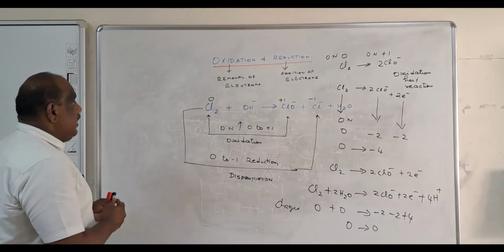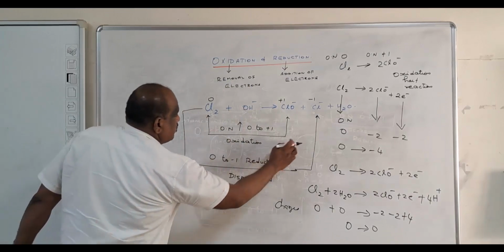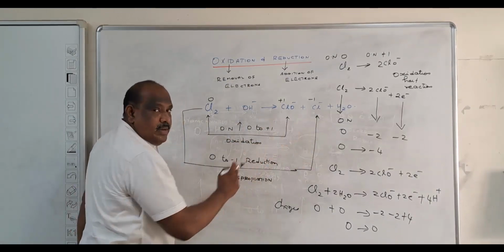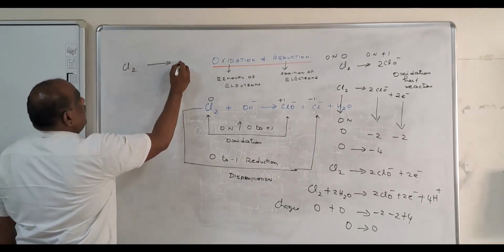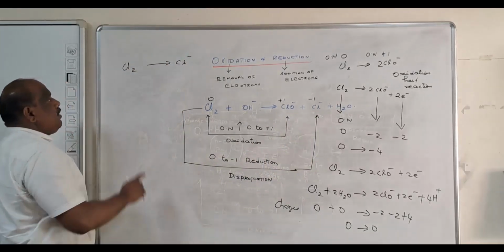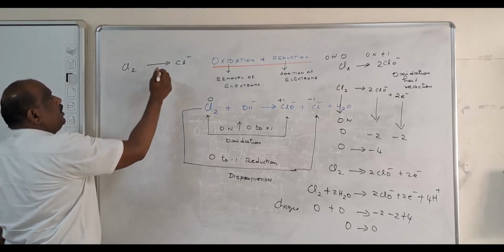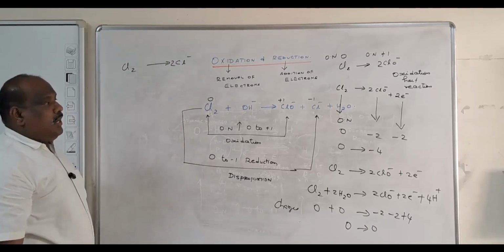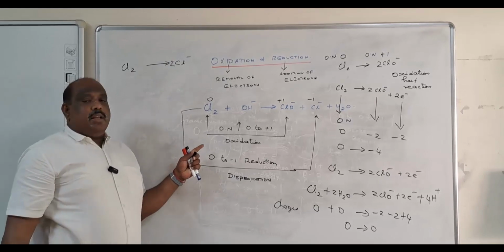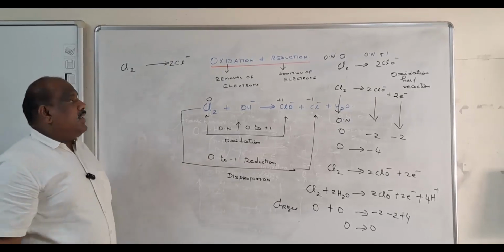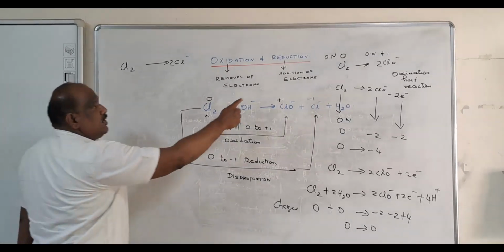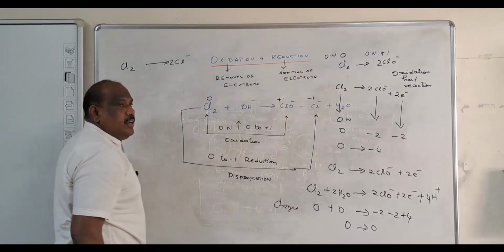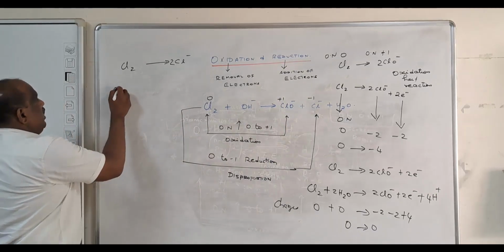On the other hand, let us now come to the second half, the reduction half reaction. Cl2 becomes what? Cl minus. First balance the atoms. Here there are 2, so you put 2 Cl minus. For a reduction reaction, what will we be doing? We will be adding the electrons. Reduction is the addition of electrons.